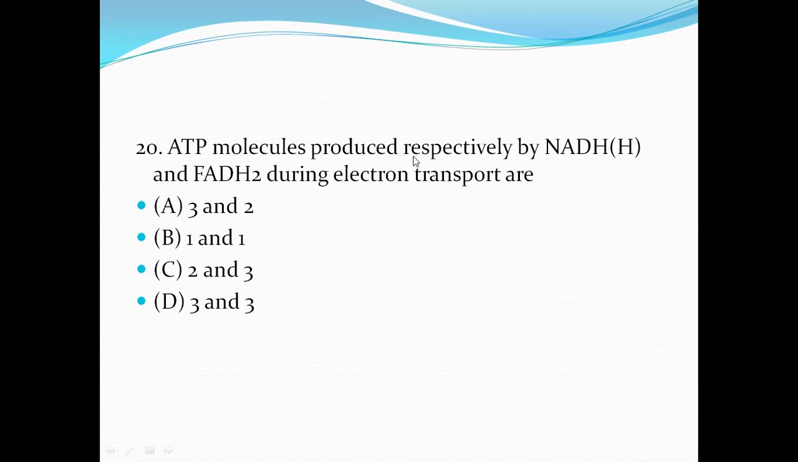ATP molecules produced respectively by NADH2 and FADH2 during electron transport are... Now, during electron transport, NADH is used to produce 3 ATPs and FADH2 is used to produce 2 ATPs. So it means in the electron transport chain, each molecule of NADH produces 3 ATPs and each molecule of FADH2 produces 2 ATPs.